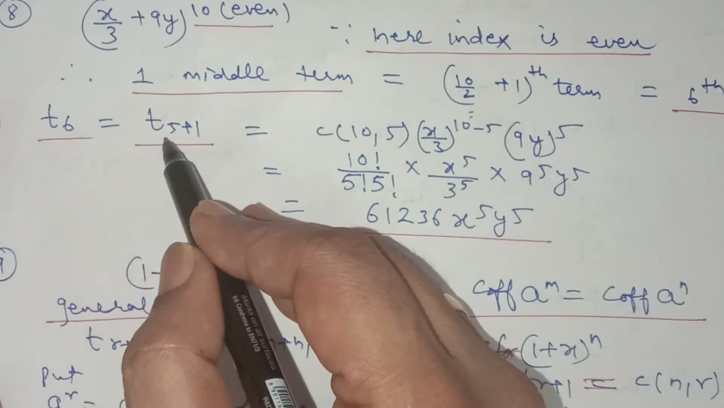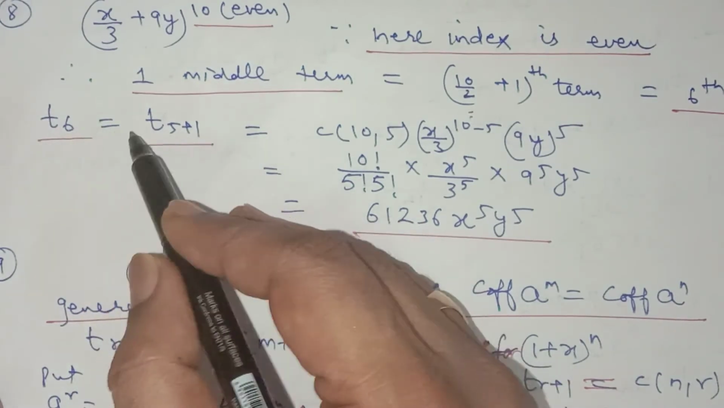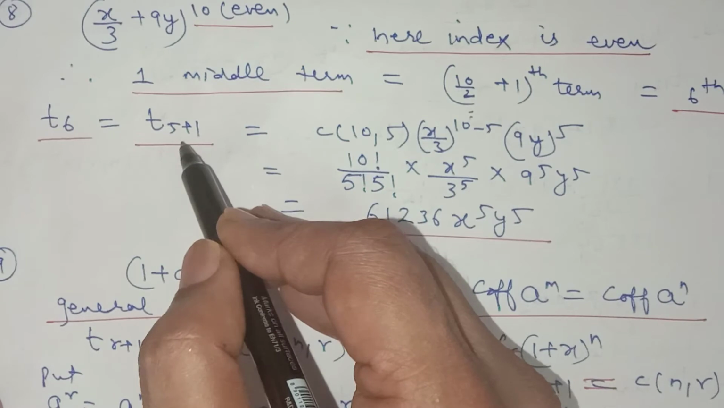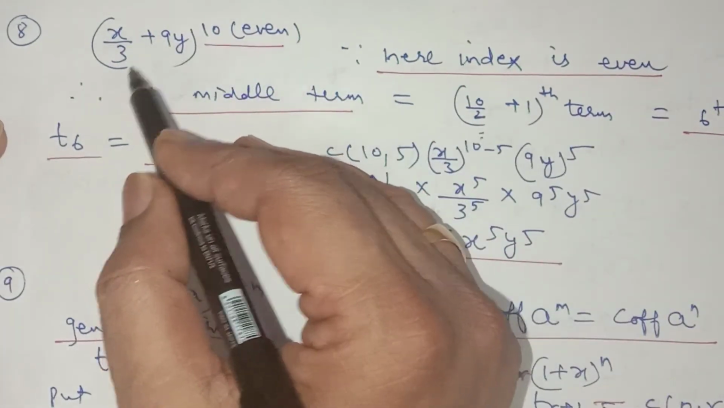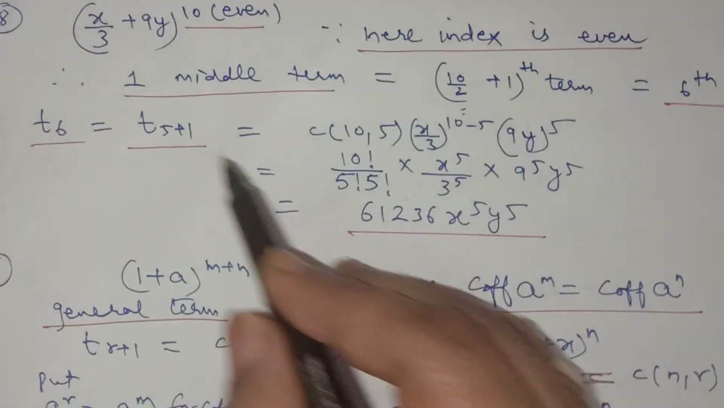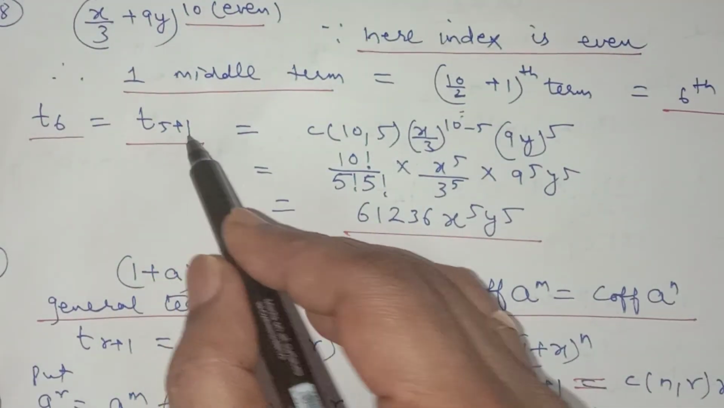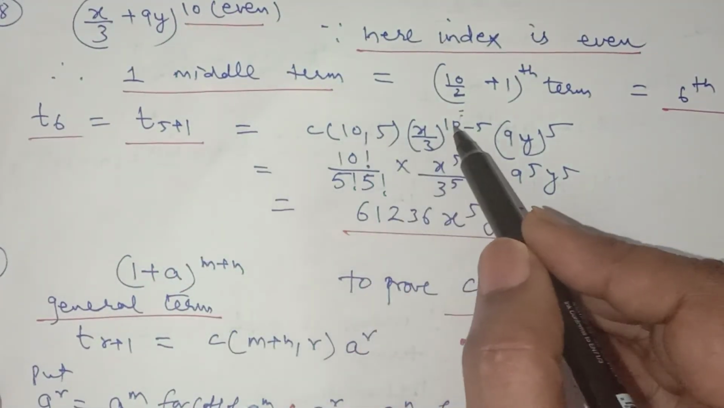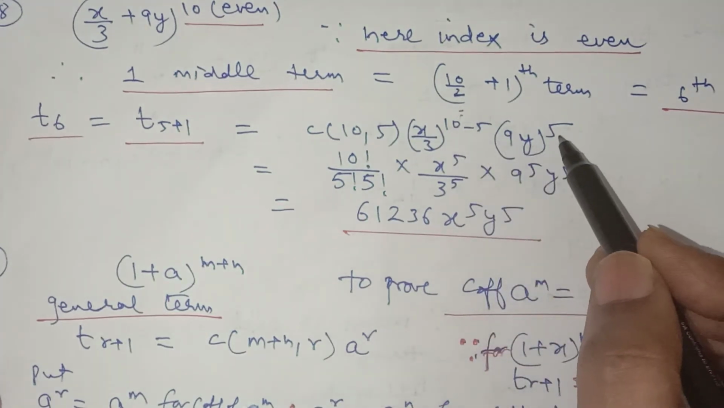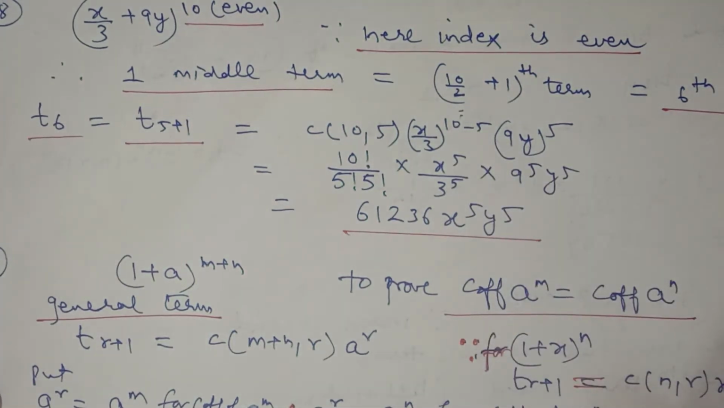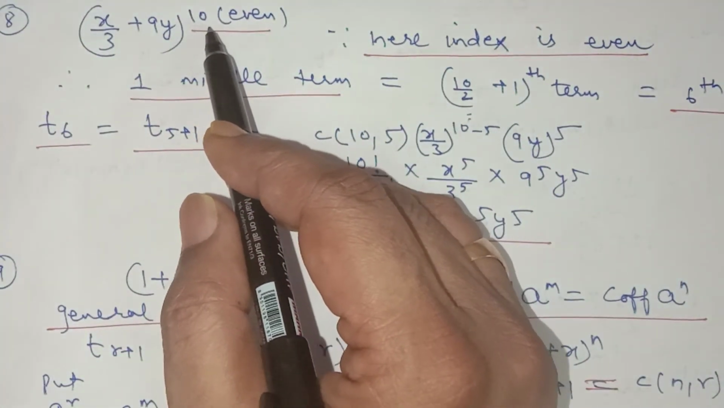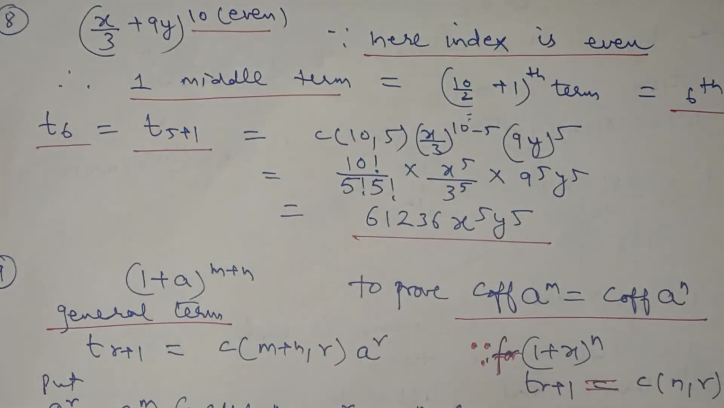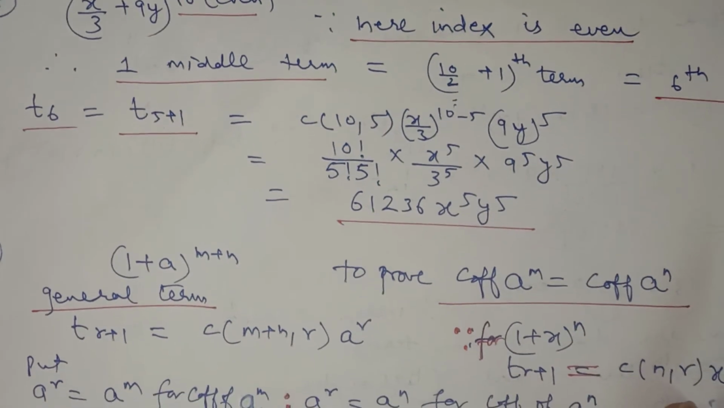So for the sixth term you have to write r plus 1, that is 5 plus 1. So the value of r here is 5 and n is 10, x is x upon 3, and in place of y we have 9y. To find its 5 plus 1, that is combination of n r, x raised to power n minus r, y raised to power r, which will give its middle term, which is the sixth term. When the power is 10, that is, when the power is even, it will have only one middle term.